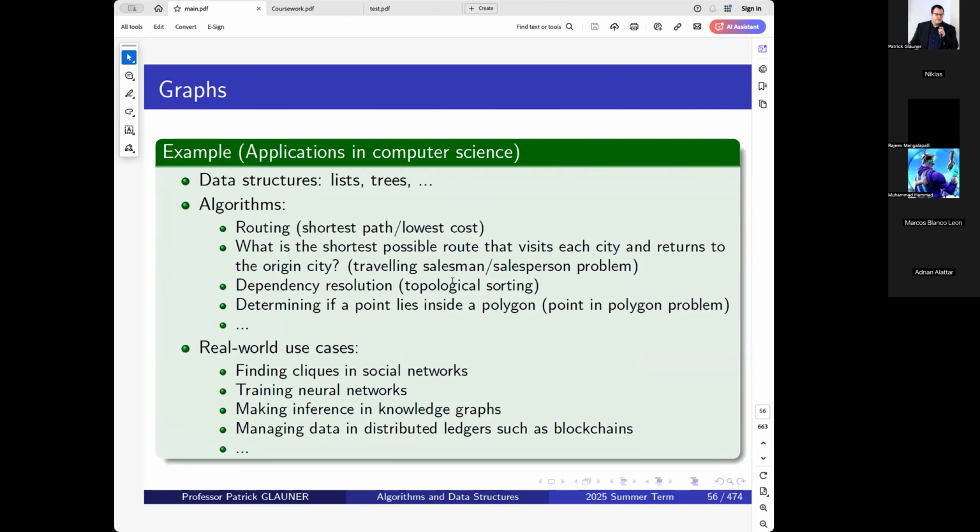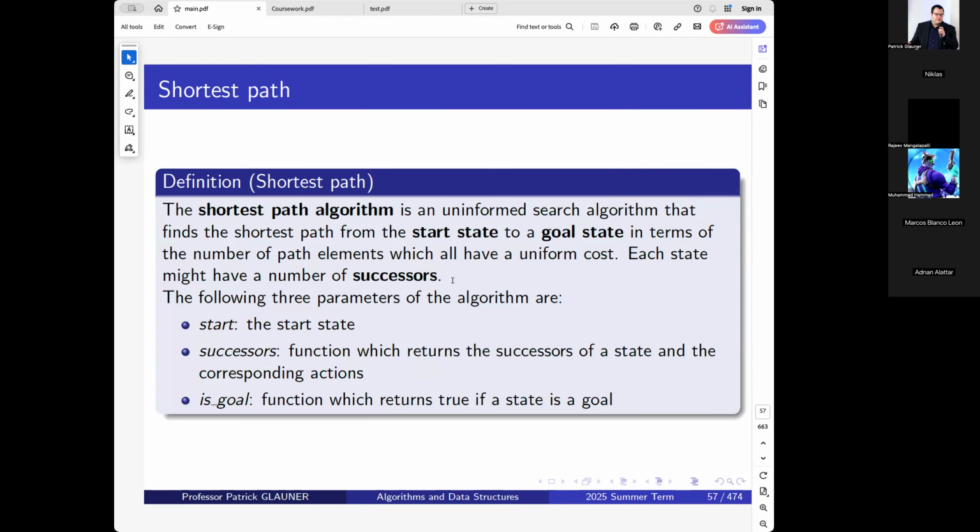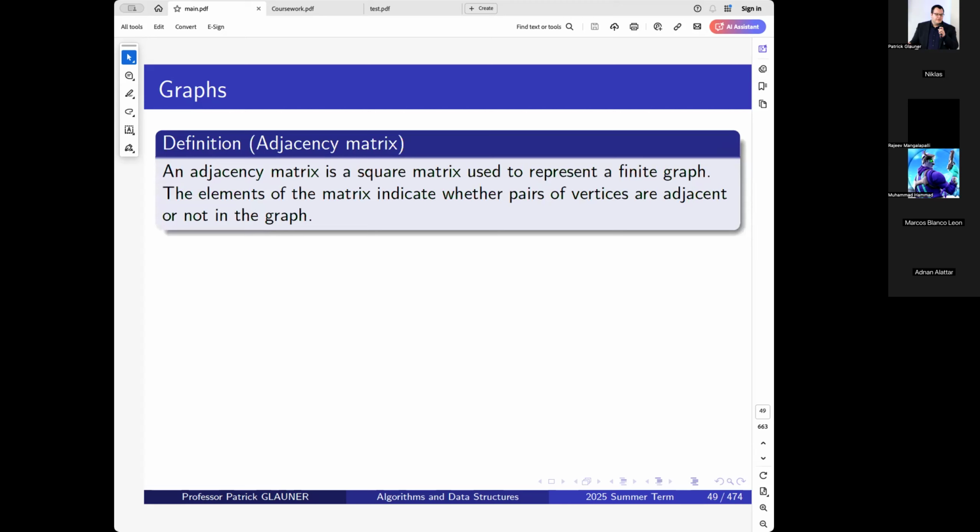We will look at applications of graphs. And we will look at graph algorithms. So make sure you're familiar with these concepts. There are some questions here.